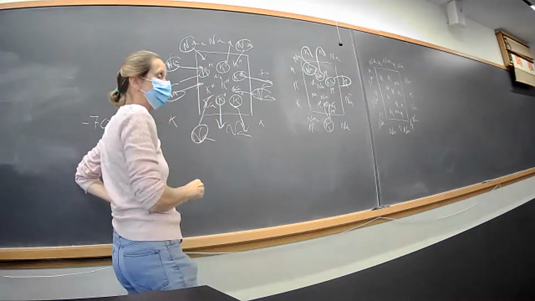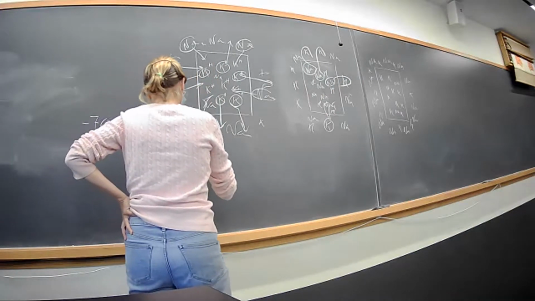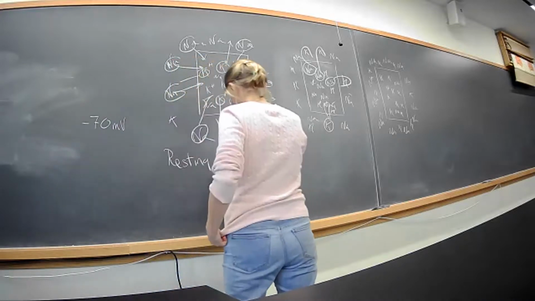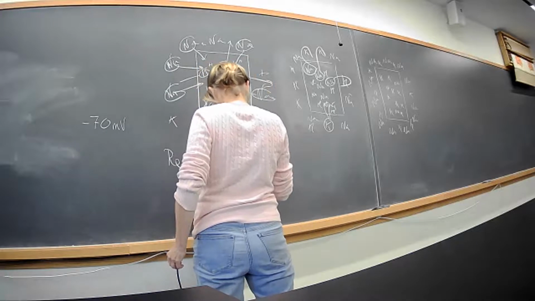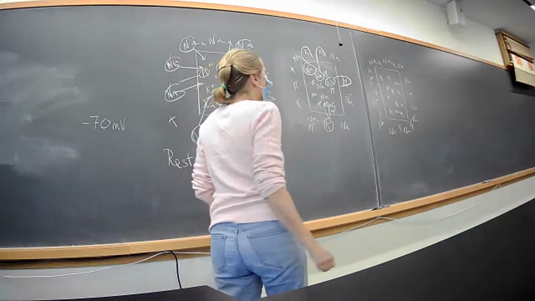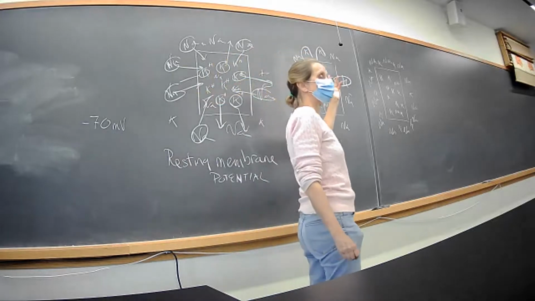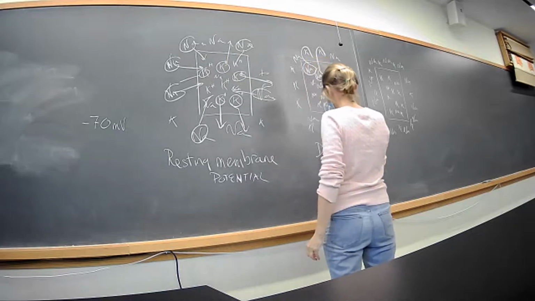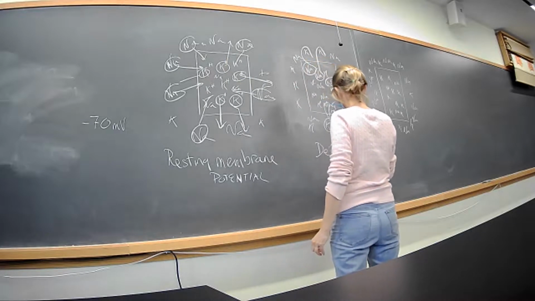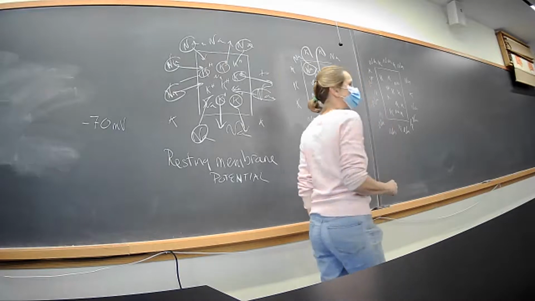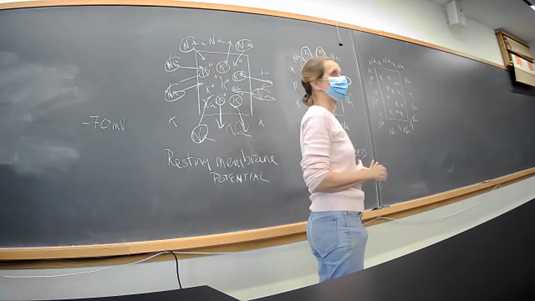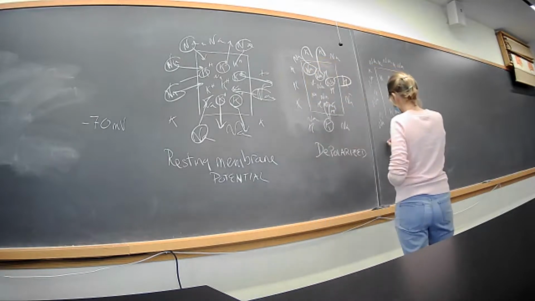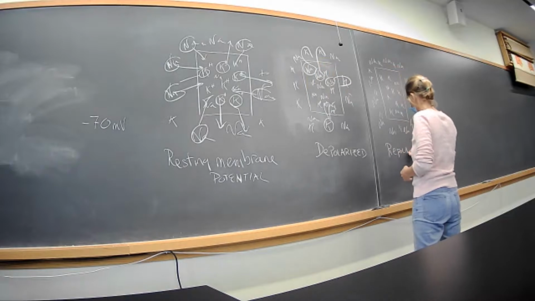When the cell is at rest, you have that resting membrane potential. When you have that shift of concentration of ions, the cell is depolarized. And then when the sodium-potassium pump reestablishes the appropriate concentration gradient, the cell becomes repolarized.